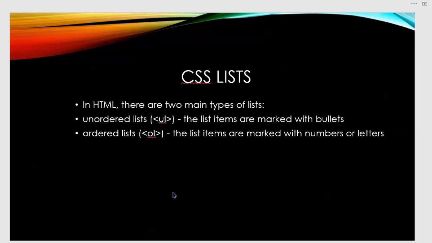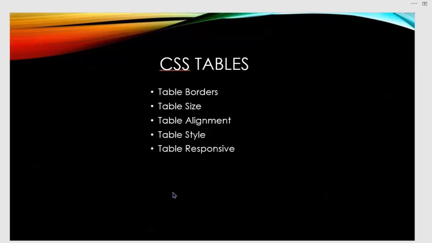And CSS lists. In HTML, there are two main types of lists. Unordered list, that is UL. The list items are marked with bullets. Ordered list. The list items are marked with numbers or letters. CSS tables. Table borders, table size, table alignment, table style, table responsive. These are the styles which we can provide to the tables.